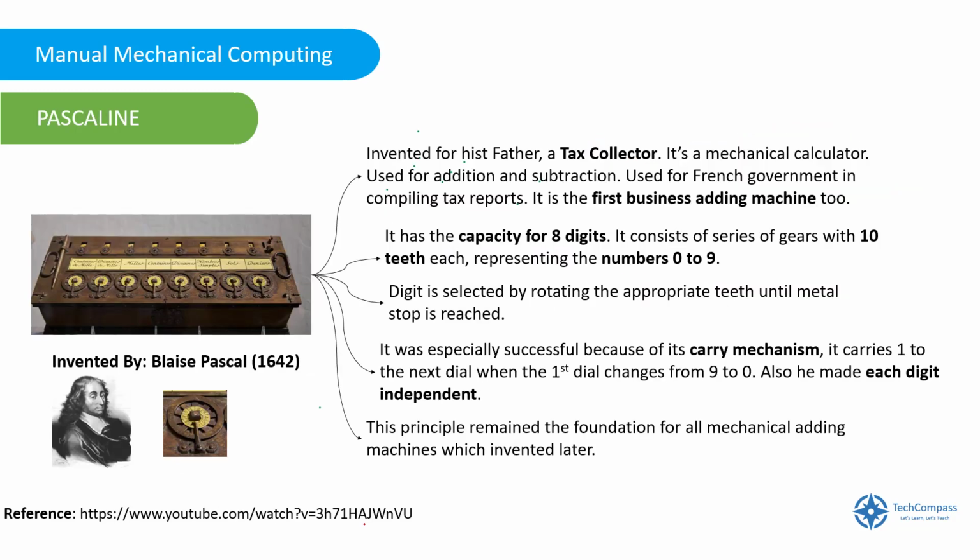Pascalin. Pascal invented this machine for his father, who was a tax collector. It is the first business adding machine. 10 teeth were used to represent a 10-digit number. A digit is selected by rotating the appropriate teeth until a metal stop is reached.